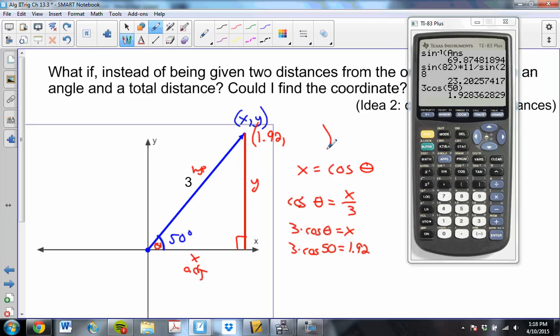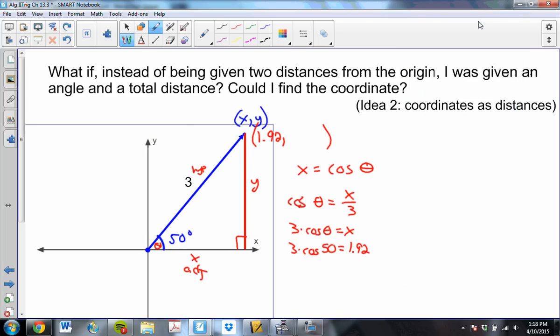Now I've got to find the y-coordinate. Well, now I've got sine. This is the opposite side, and this is still my theta. So the sine of 50 is going to be y over 3. So 3 times the sine of 50 equals y.